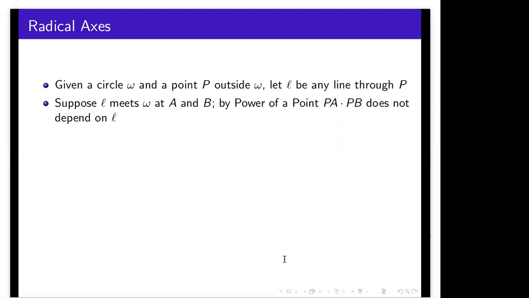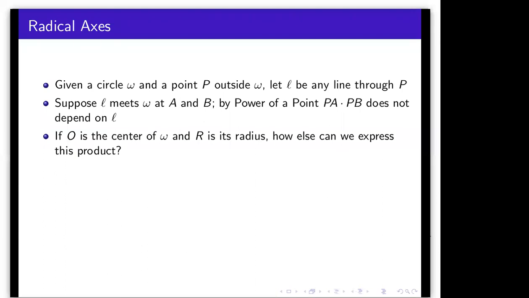To set the diagram up, suppose that O is the center of omega and R is its radius. How else can we express the product PA times PB, which is independent of line L? Since it's independent of line L, we can choose what L is. So let's choose L to be line OP. With this choice of L, can anybody figure out what the product PA times PB is? It should be in terms of just OP and R.